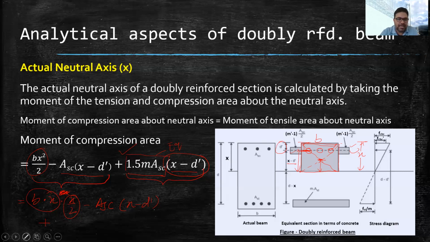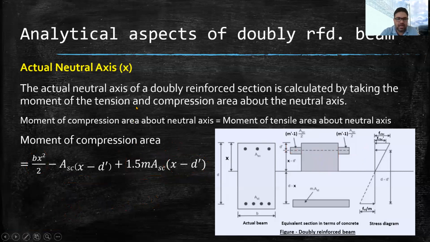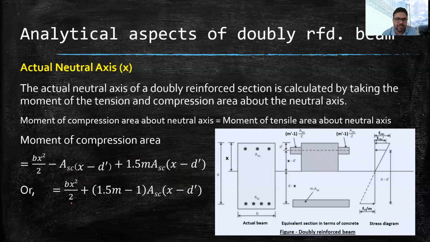By further elaborating, what we can do is take ASC into bracket x minus D dash common, and by taking this common we can write this as bx square by 2 plus bracket 1.5 times m minus 1 into ASC into x minus D dash. So this is how the formula of the moment of area above the neutral axis is calculated. So this is one part.